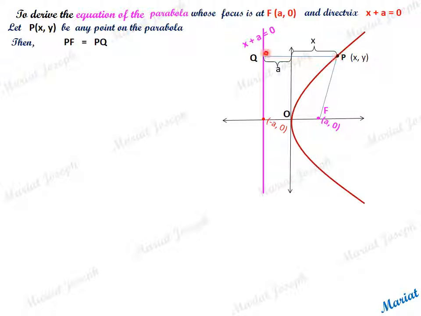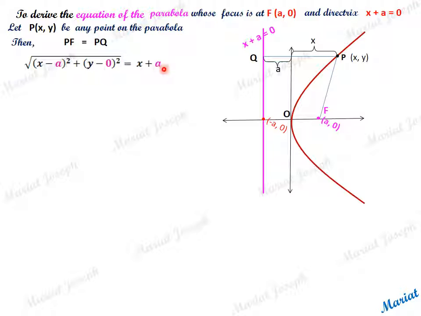What will be the length PQ? Here, from the y-axis, Q is a units away and this P, since its coordinates are (x, y), its x coordinate from origin, it will be x units away to reach this point. So this distance is x. So the total distance PQ will be x + a. And PF is calculated just by using the distance formula: the square root of (x - a) squared plus (y - 0) squared.